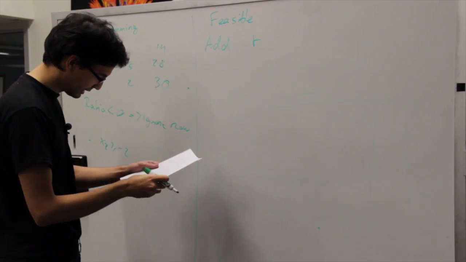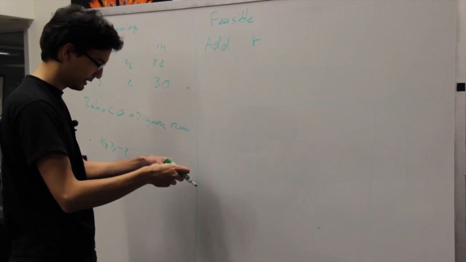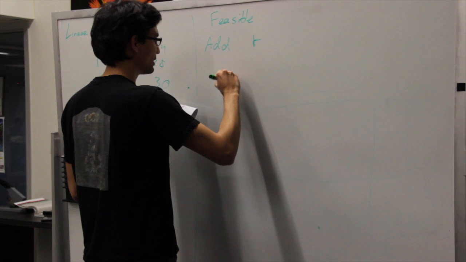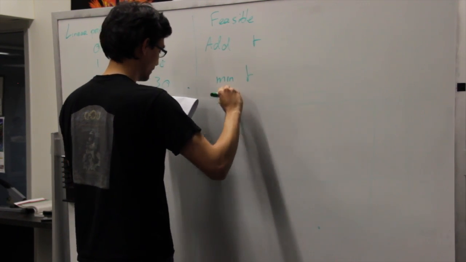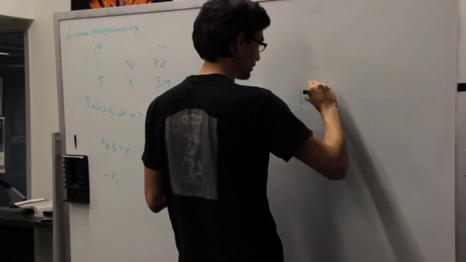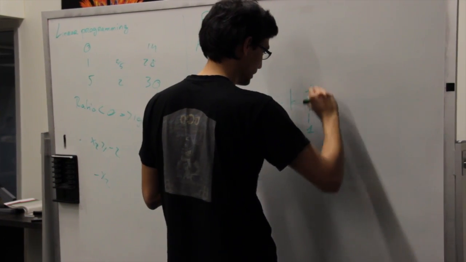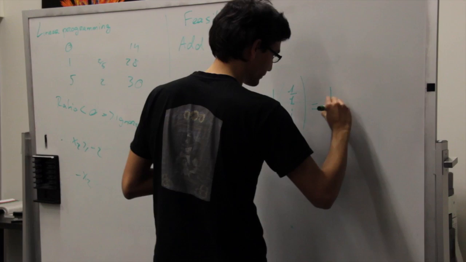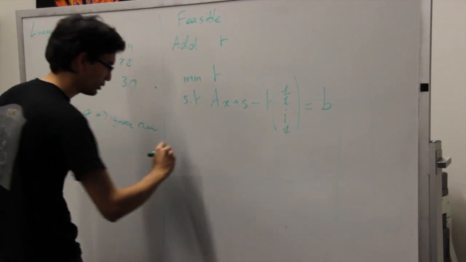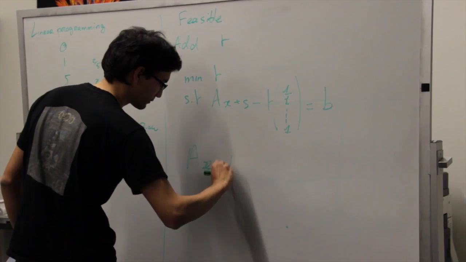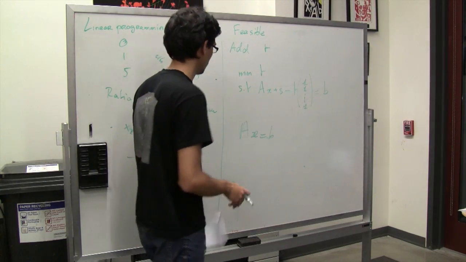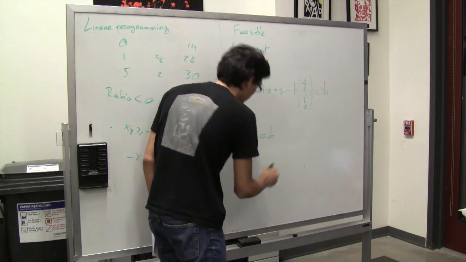You are interested in another problem: minimizing t such that Ax plus s minus t times the vector 1, 1, 1 equals b. Why do you want to do that? Remember, your problem was Ax equals b. If the b's are positive, you extend with slack variables.